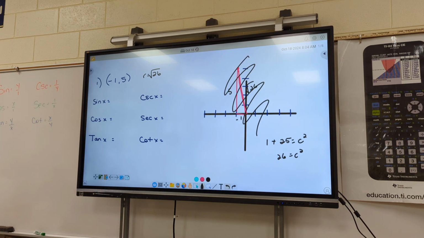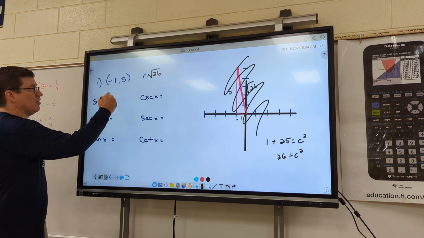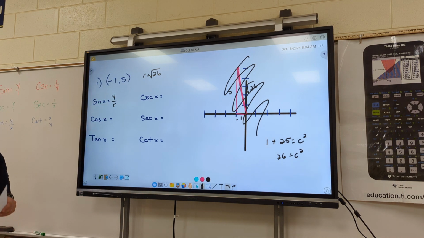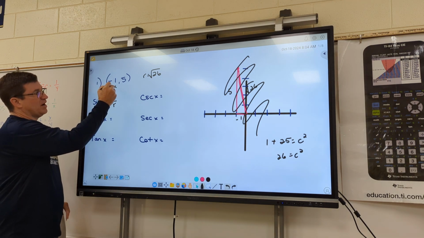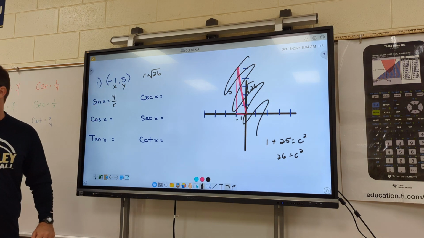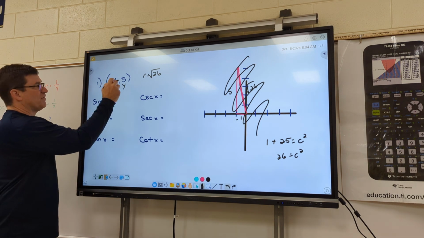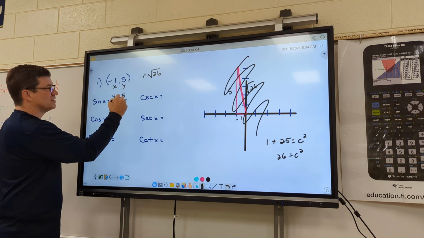What's the formula for sine? Y over 1. So guys, every place there's a 1 up here, we're going to insert the radius where the 1 is. So this is really y over r. And all you have to do, we know this is our x coordinate, this is our y coordinate. So we go 5 over root 26.